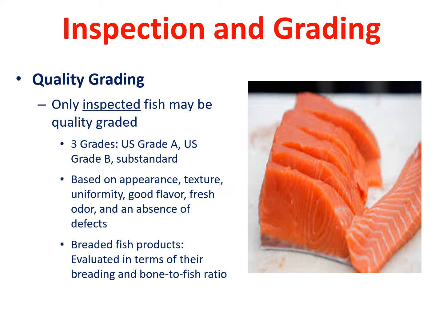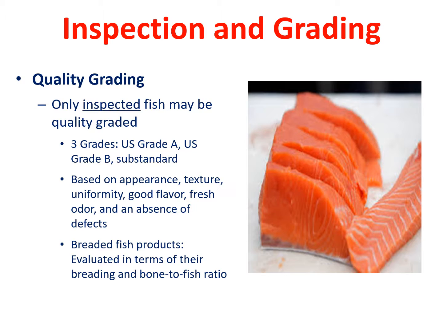So, as I mentioned, only inspected fish can be quality graded. So in the United States, we have 3 different grades. We have U.S. Grade A, U.S. Grade B, and Substandard. Substandard is pretty much what becomes cat food.